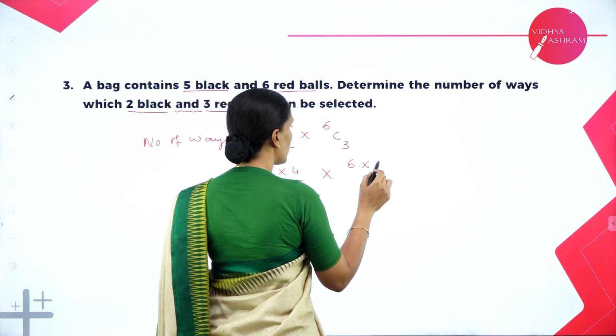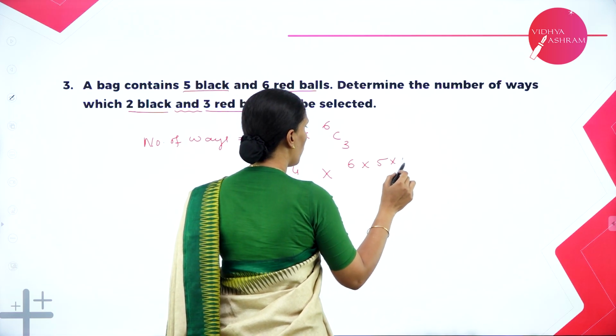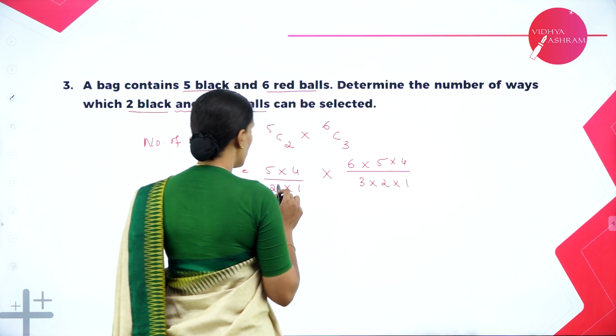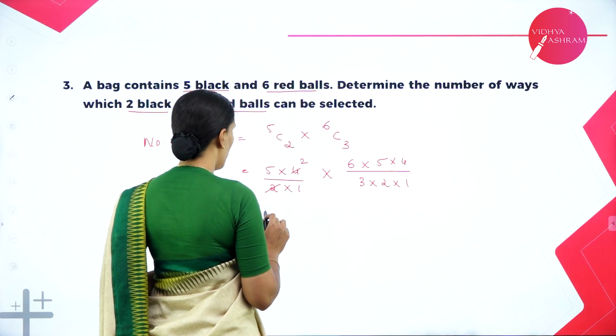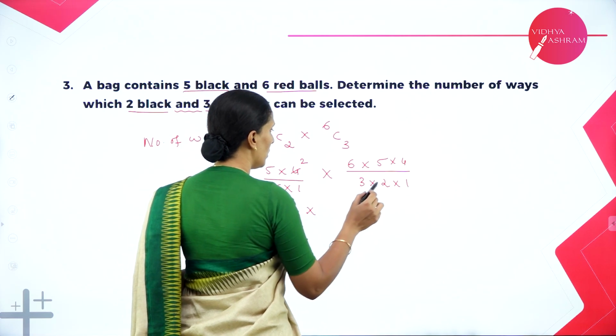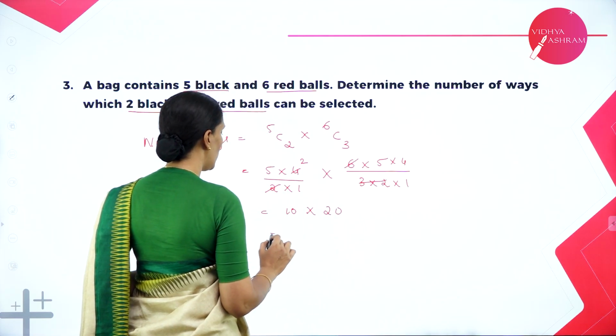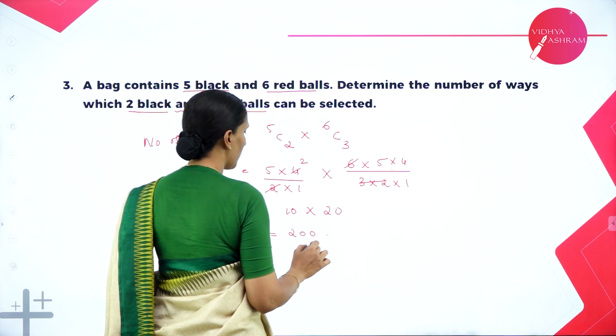So 5C2 is 5 into 4 divided by 2 into 1. 6C3 is 6 into 5 into 4 divided by 3 into 2 into 1. So 2 ones are 2, 5 twos are 10, into 3 twos are 6, 6 is 20. So 20 into 10 is 200.